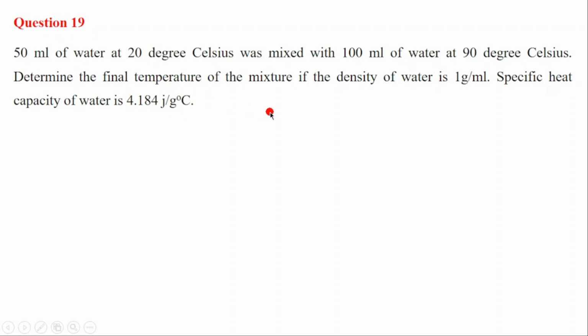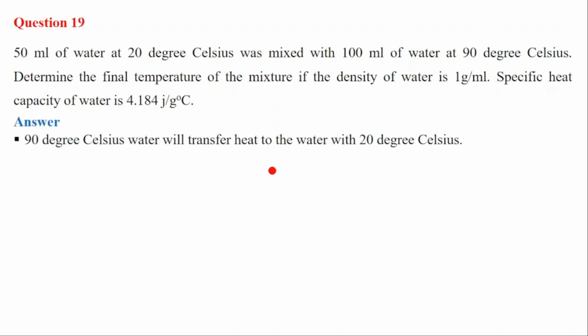Here we have two different portions of water. One water is at 90 degrees Celsius, it's very hot. Another water is at 20 degrees Celsius, it's not hot. So there will be a flow of heat from the hot water to the water which is at 20 degrees Celsius. That means the Q, the heat of the water at 90 degrees Celsius, will be negative, while the Q for the water at 20 degrees Celsius will be positive because it gains the heat. So the 90 degrees Celsius water will transfer heat to the water at 20 degrees Celsius.